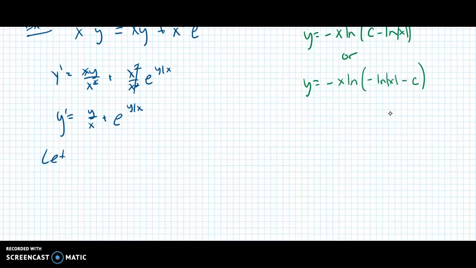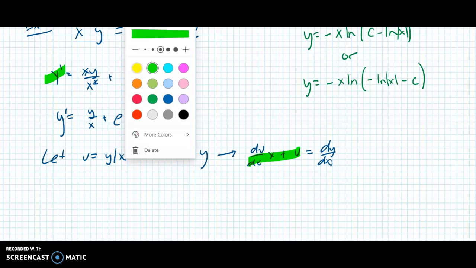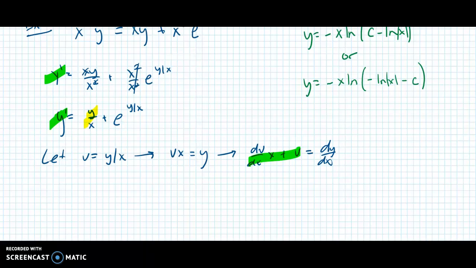So let v equal y over x. That means that vx is y. That means that dv/dx times x plus v is equal to dy/dx. Sub in this, this goes here, and then boom, here, and then this and this will get replaced by a v.